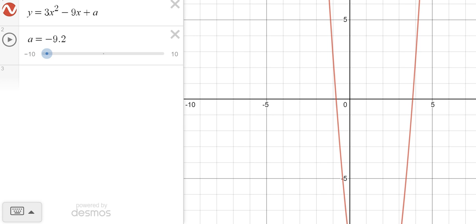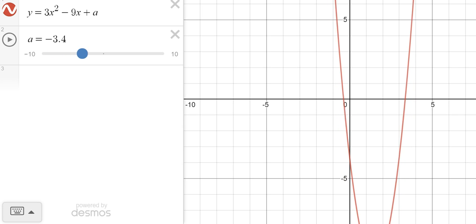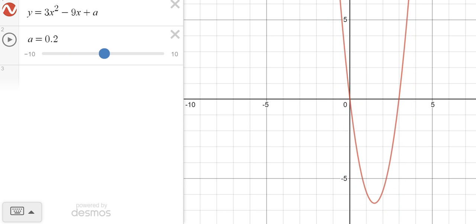This is not the y-intercept. This is not y equals mx plus c. This is y equals ax squared plus bx plus c. It makes the turning point lower. What happens when a equals 0? See over here, 0. So y equals 3x squared minus 9x, correct? Now, if I let a be a negative number, for example, a is negative 1.